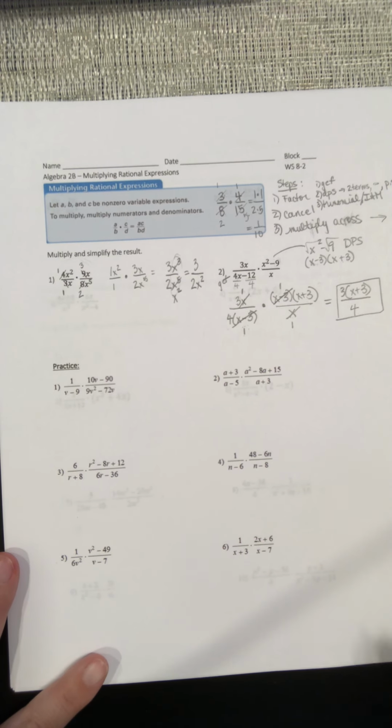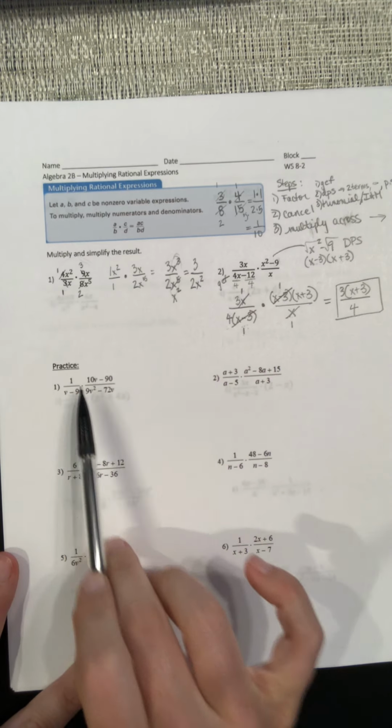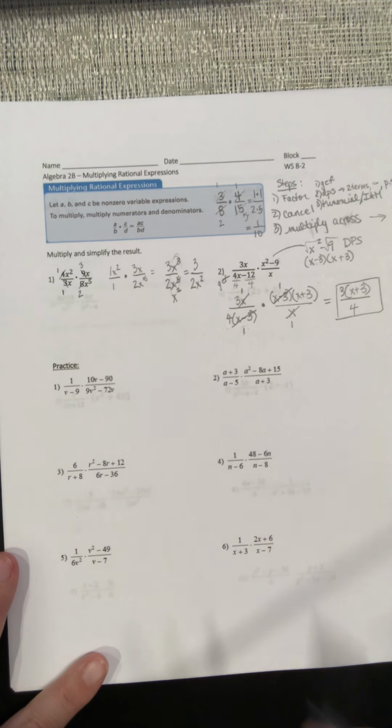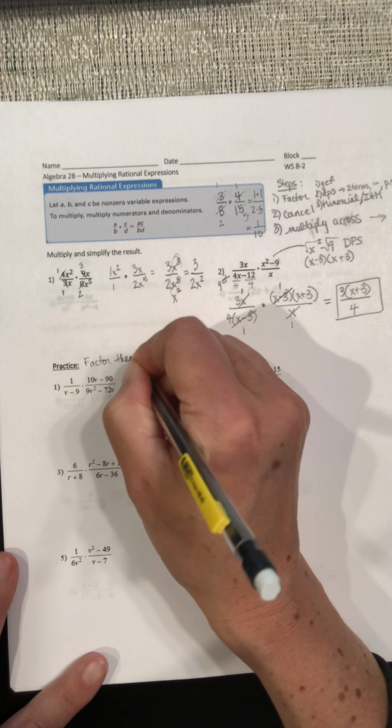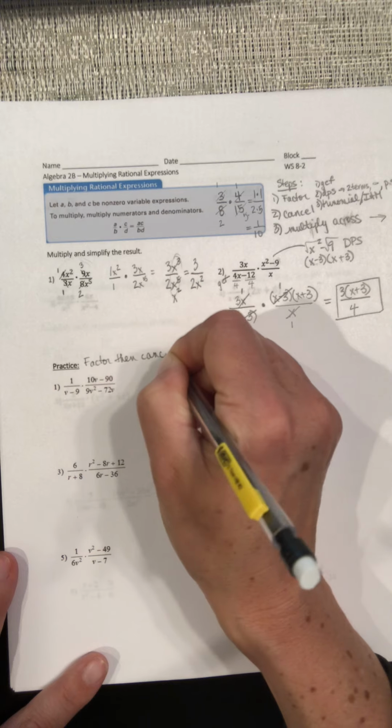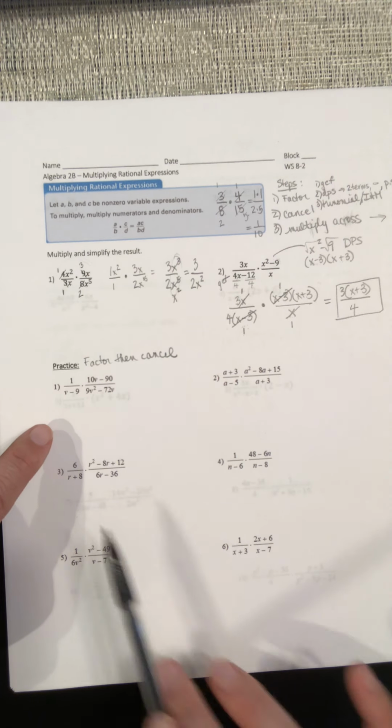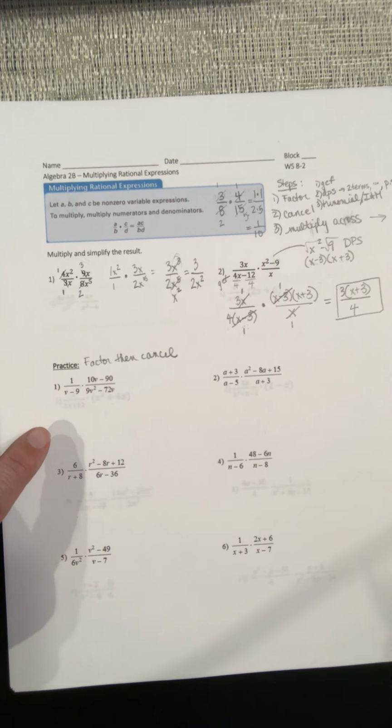So let's take a look here. Here's our practice. So these are all multiplication. So today our focus is just multiplication. So you're going to factor, then cancel, because I can see, unlike number 1, right, up above, these all have either binomials or trinomials, okay?